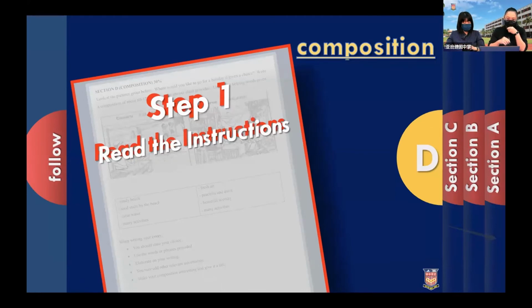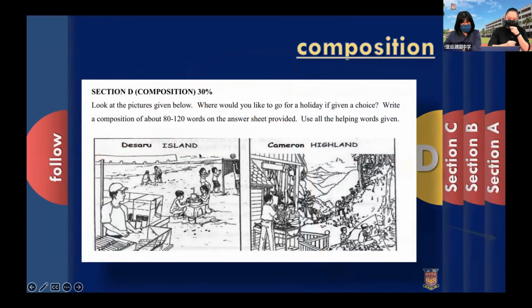Okay, so every time when we are doing composition, which is essay writing, there are always certain guidelines to follow. So step 1, the most important step is to always read the instructions, okay? Because if you don't read the instructions, you wouldn't know what to actually write. Now, next slide, please. Okay, so this is an example of the composition that we will be looking at today. So students, could you tell me where is the instruction? Do you know which one is the instruction on this image here?